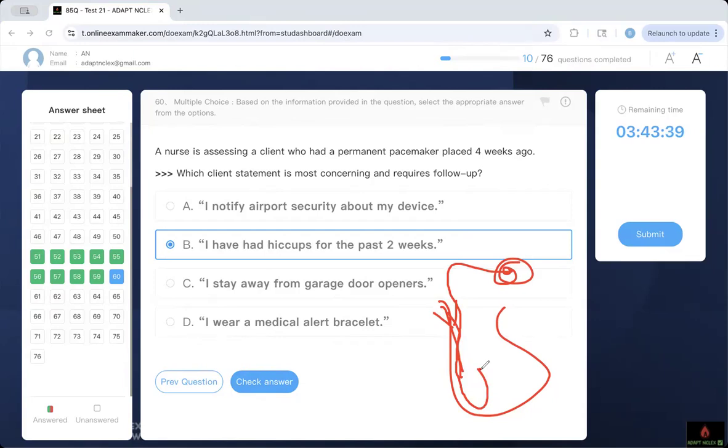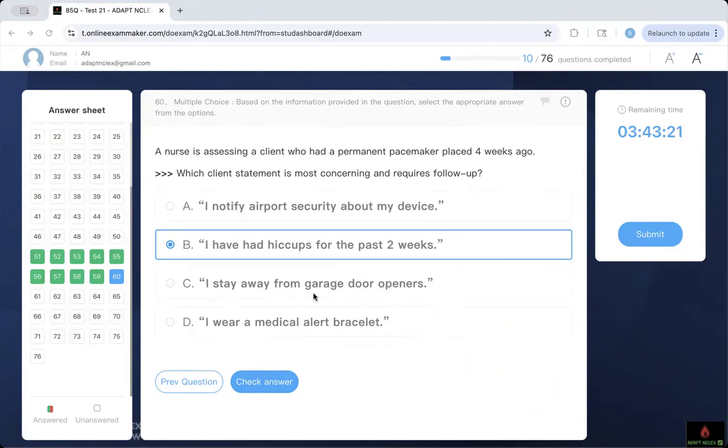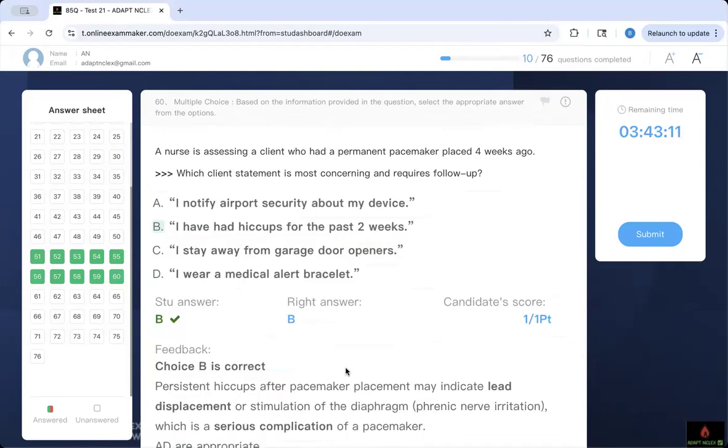Like a pacemaker. If the tip of the pacer is irritating your diaphragm, you're going to have hiccups. So it means malplacement, and that's the problem. It's okay to report to the airport that you have a pacemaker. C is too much. You can still open a garage. There's nothing wrong with it, but it's not a big problem compared to B. Wearing an alert bracelet is also a good thing. So that's it.